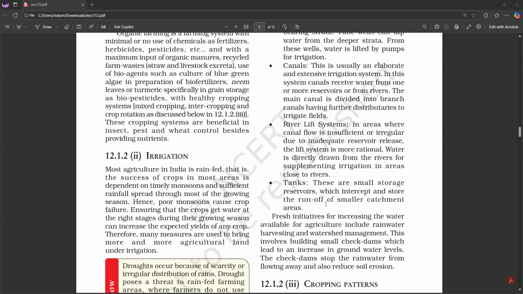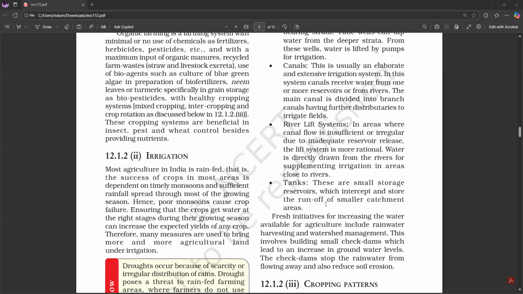Canals. This is usually an elaborate and extensive irrigation system. In this system, canals receive water from one or more reservoirs or from rivers. The main canal is divided into branch canals having further distributaries to irrigate fields.